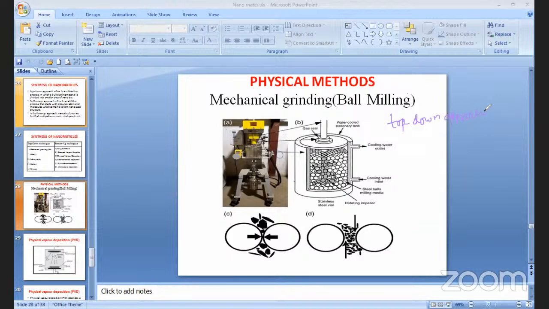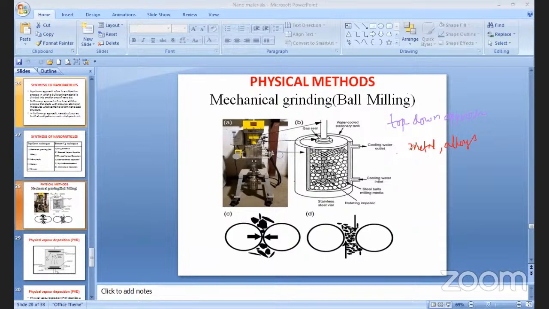By using this ball milling method, the top-down approach, we can make nano powder of some metals as well as alloys. So nano powder of metals and alloys we can make with the help of this ball milling method.